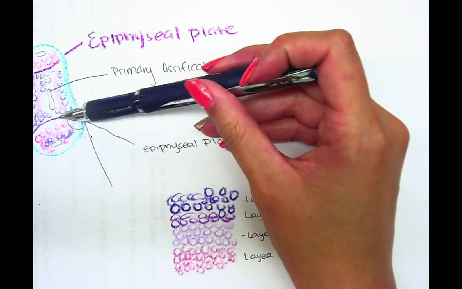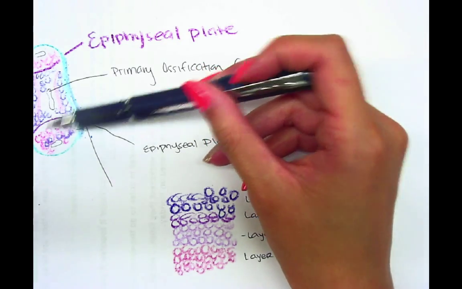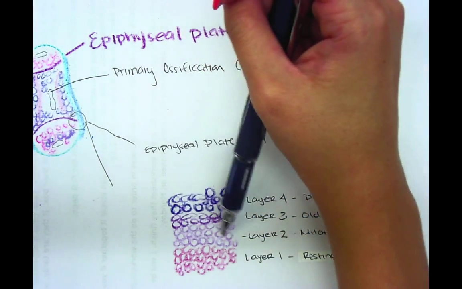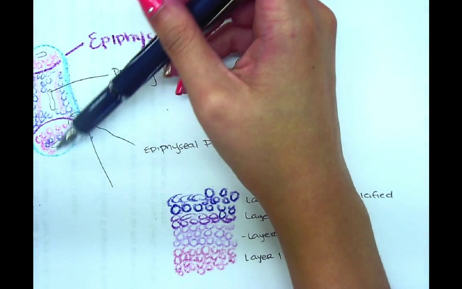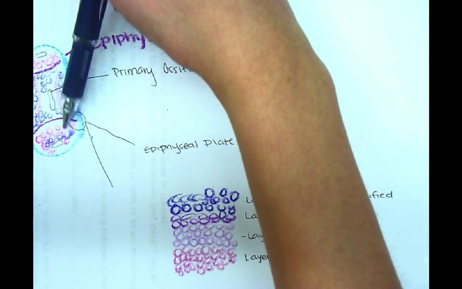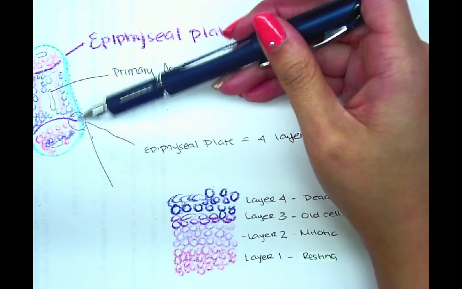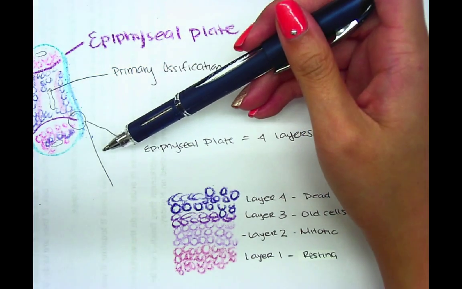So they get added to the epiphyseal line here. And so as these cells make copies of themselves, that means they're pushing out more and more, and that's how your bones grow longer and longer. And that's why the epiphyseal line is also known as the growth plate.